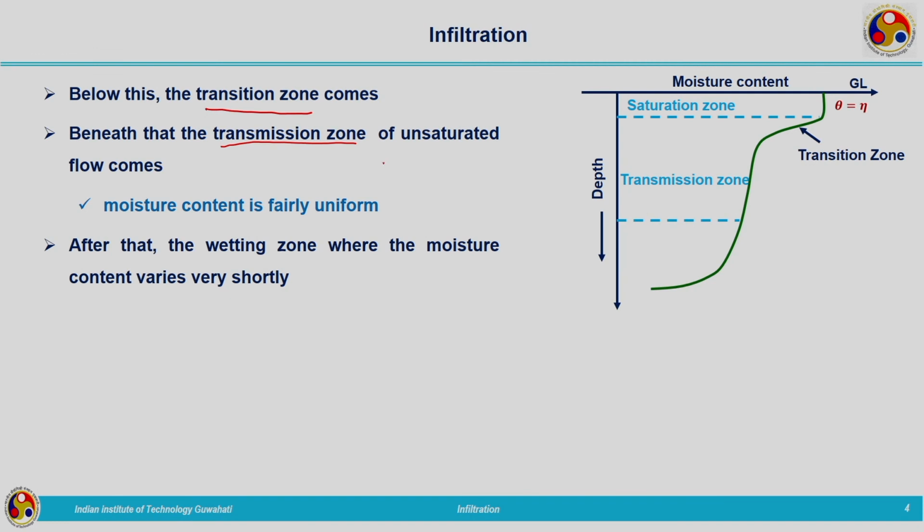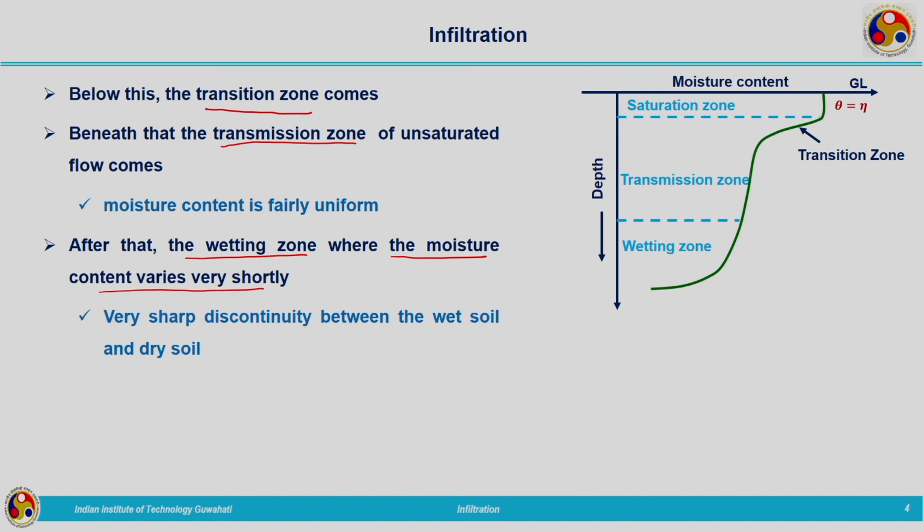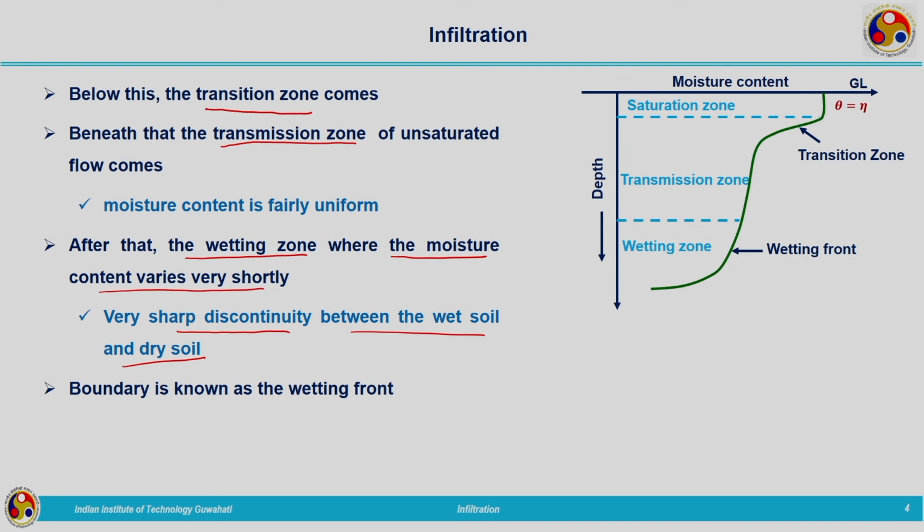After that the wetting zone will be coming, and in that zone the moisture content varies over a very short distance. So, this is the wetting zone. In this we have a very sharp discontinuity between the wet soil and dry soil. We can very clearly understand up to what level the water has reached. Beneath that there will be dry soil. The boundary between this wet soil and dry soil can be clearly visible, and it is named the wetting front.